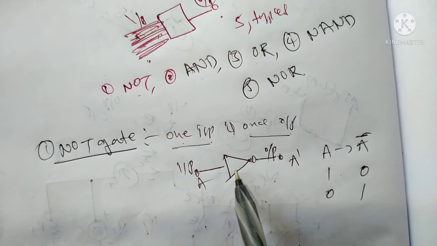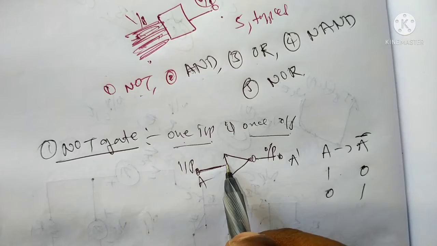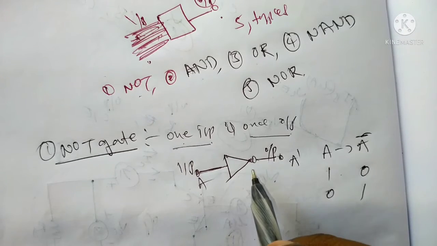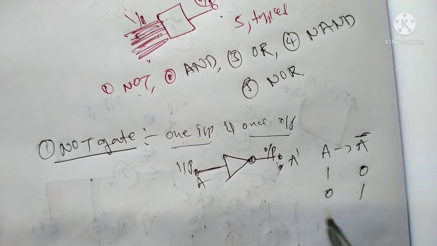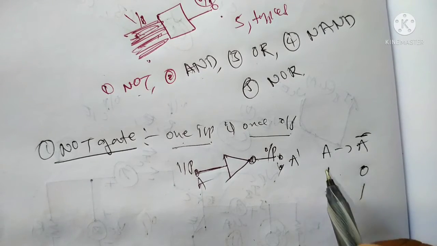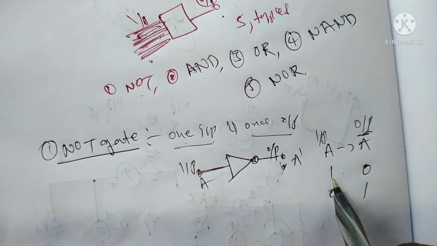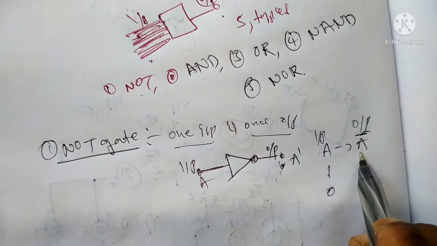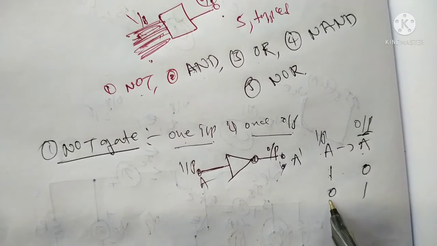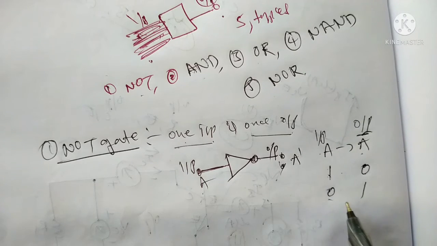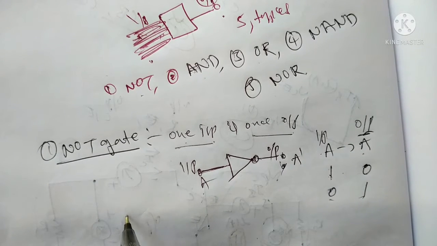Here is the symbol of the NOT gate. It has one input terminal, that is A. The output is Y, or A bar. A is the input and Y is the output. Input is A, output is A bar. When A is equal to 1, the output is 0. When the input is 0, the output is 1.